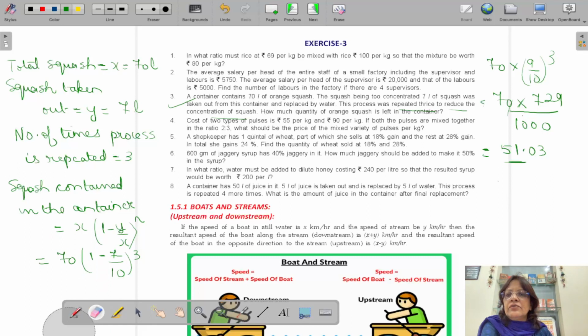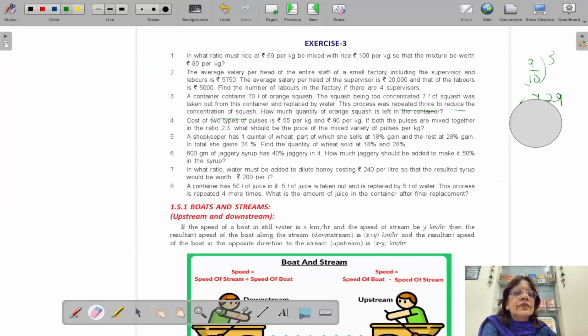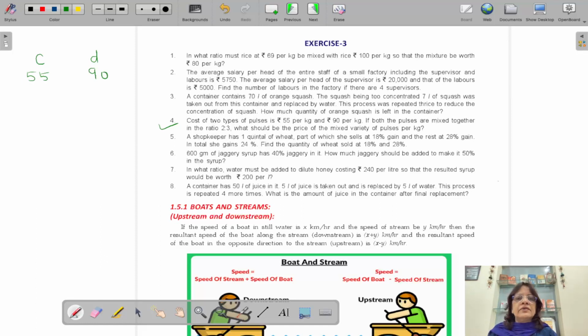Moving on to the fourth question now. Fourth question says cost of two types of pulses is rupees 55 per kg and rupees 90 per kg. So C, D are rupees 55 per kg and rupees 90 per kg. If both the pulses are mixed together in the ratio 2:3, what should be the price of the mixed variety of pulses per kg?